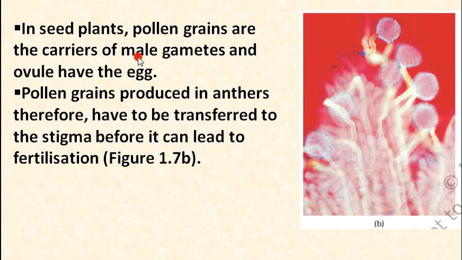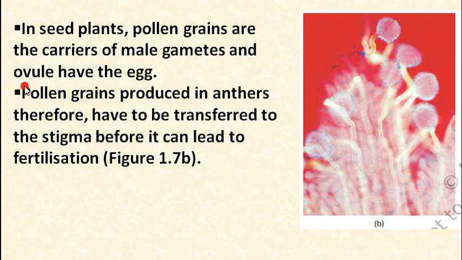In seed plants, pollen grains are the carriers of male gametes and the ovule has the egg. So for seed plants particularly, pollen grains carry the male gametes and the ovule holds the female gamete, the egg. Now pollen grains produced in anthers have to be transferred to the stigma before fertilization can occur. These are parts of the flower.